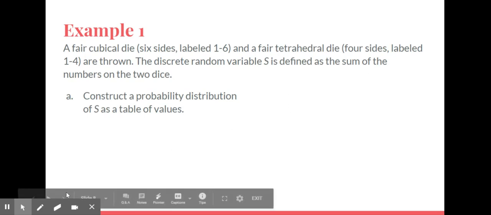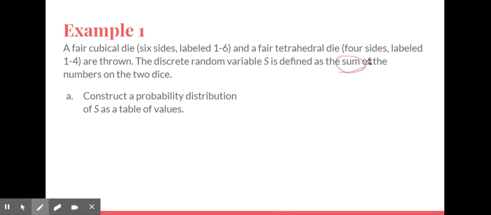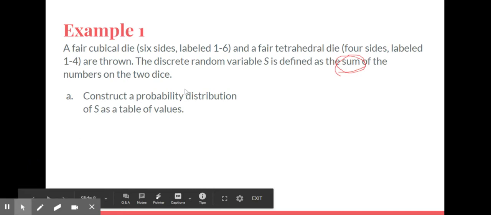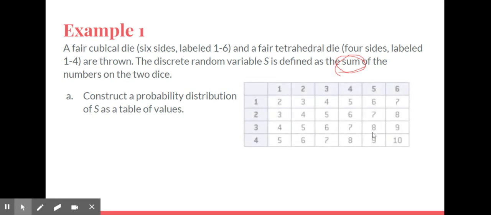It says that the variable S is defined as the sum of the numbers on the 2 dice. So that means I could roll a 1 on the cubical die, I could roll a 1 on the tetrahedral die, so my sum would be a 2. Or I could roll a 2 on the cubical die and a 1 on the tetrahedral die, so my sum would be a 3, et cetera. If you want to just think about it, that's fine. You can also create a table like I did, just to show the entire sample space.